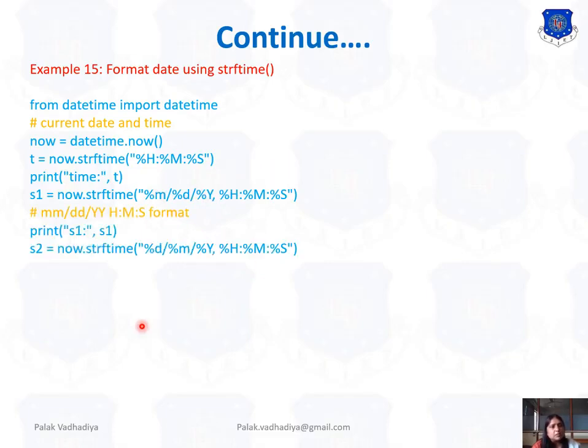And s2, print s1, and similarly s2: first I want date, then month and year. Here I want month, date and year. Here I want date, month and year. So you have to specify like m and d according to which format you want your answer. And you just print s2.